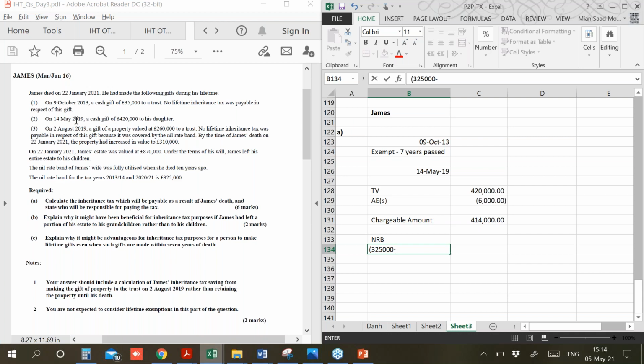So we are calculating nil rate band for a lifetime transfer. So we will check back from the date of transfer. Is there any transfer that has been made before 7 years? I can see that there is one, this 35,000. So this would have used the nil rate band. So what would have been the remaining nil rate band? 325,000 minus 35,000. But guys, is that correct? Is that correct, or is there any mistake?